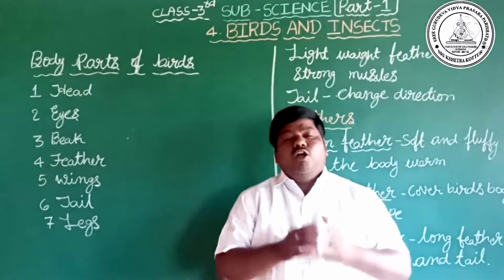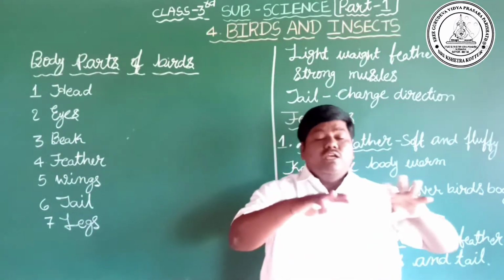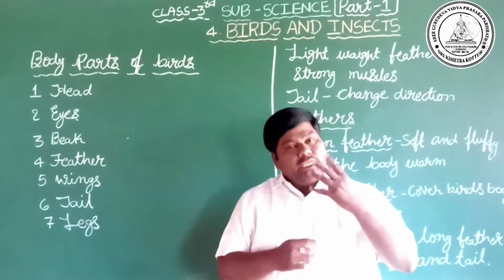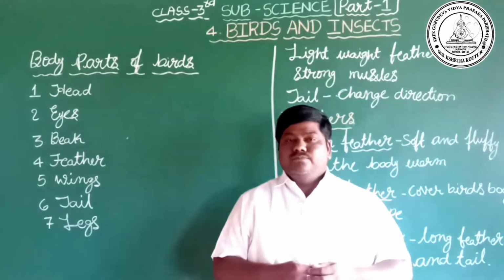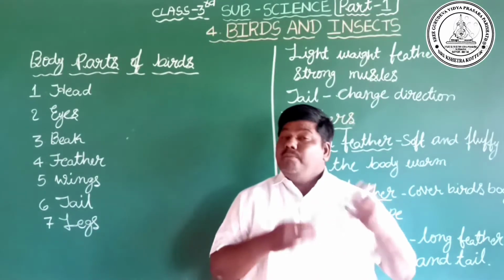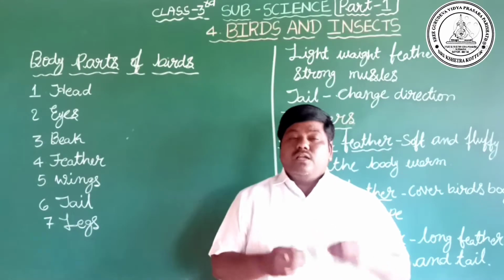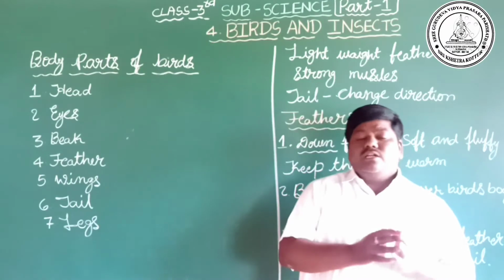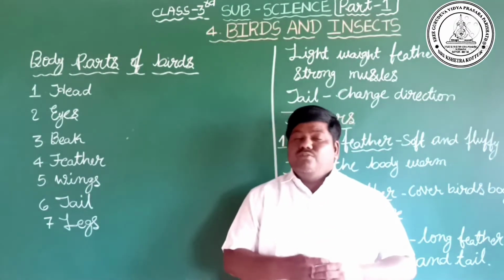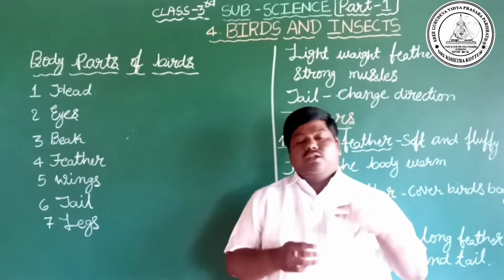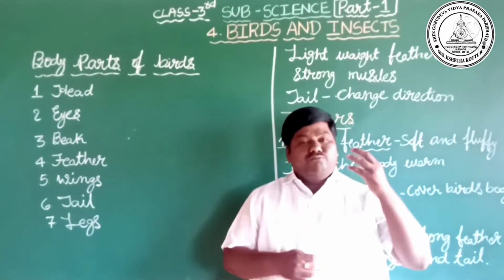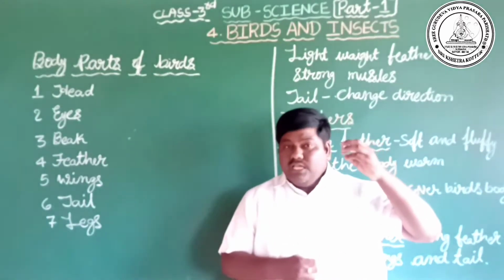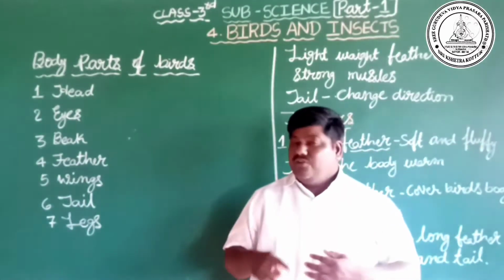Some birds do not fly, they live only on the ground. Example: ostrich, emu, kiwi bird, hen, rooster, peacock, etc. They live on the ground. The birds are in different colors because of their feathers. Some are green, some white, some brown, some black, because of feathers only.